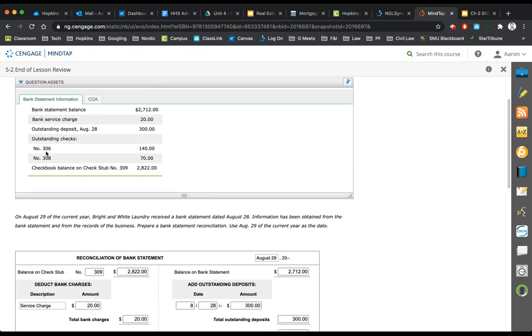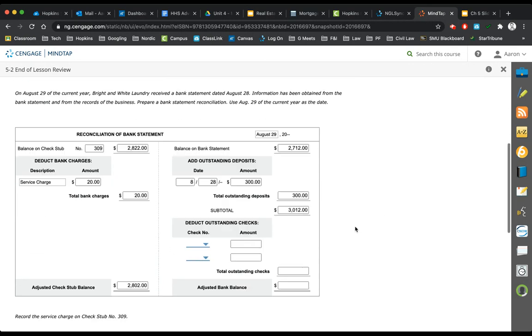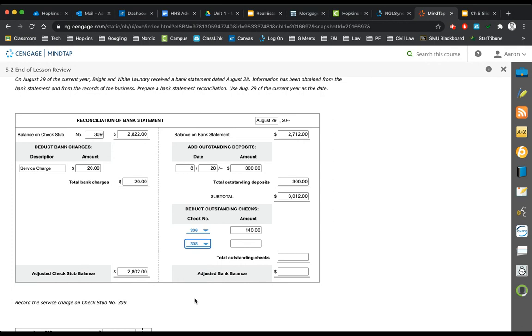And if we look back up here, we have two outstanding checks, number 306 and 308 for $140.70. So we will start with check number 306 in the amount of $140. And then we have check number 308 in the amount of $70. Add those two amounts up. Total outstanding checks equals $210.